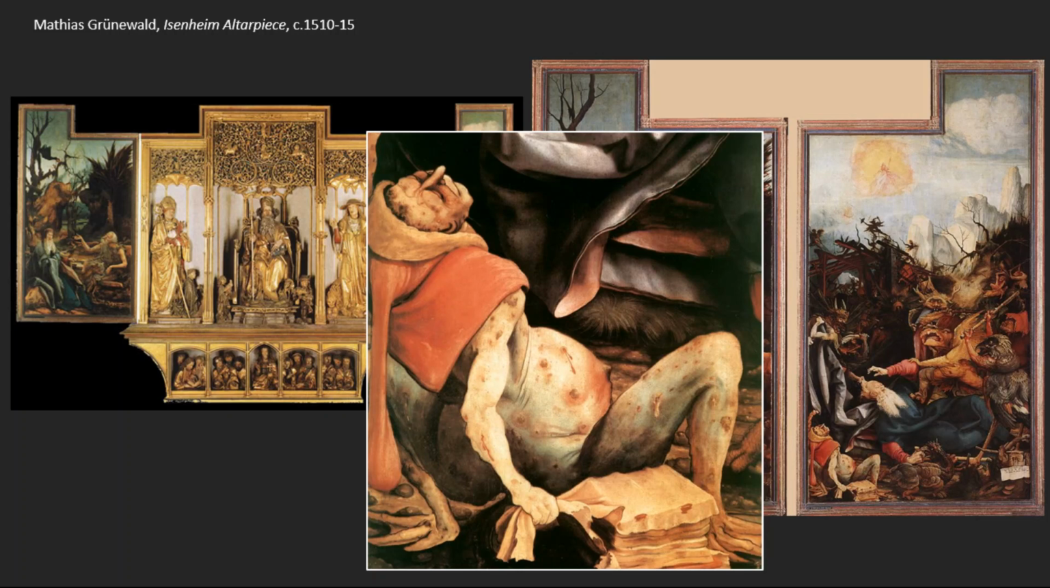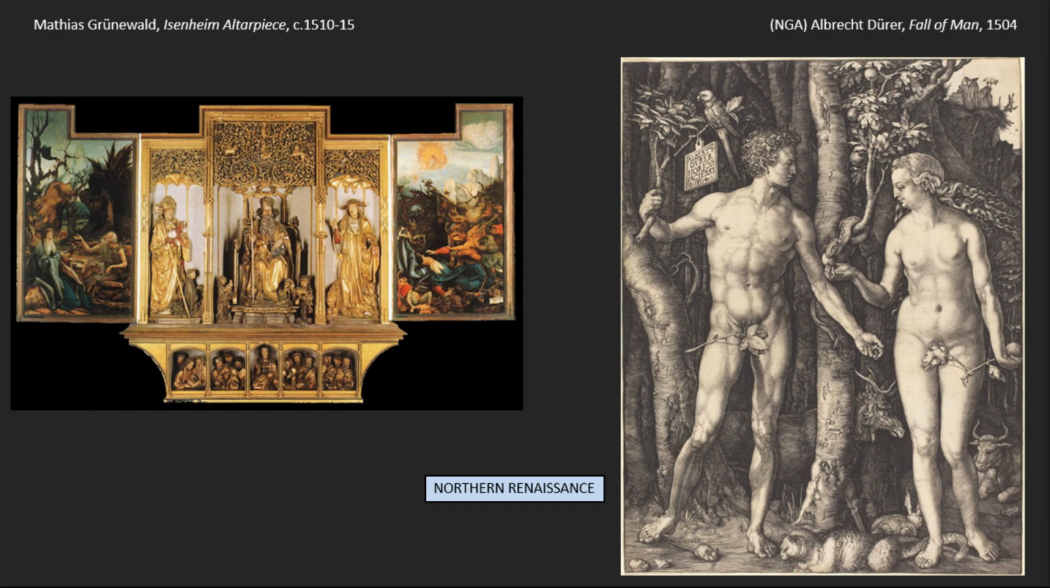The expressiveness of it, the expressionistic quality, the emotional intensity is something that we haven't really seen as much of in the past. Now, the other, and probably the single greatest German artist of the 16th century is Albrecht Dürer. And in many ways, he represents for us the first full-fledged introduction of Italian-style Renaissance ideas into Northern Europe.